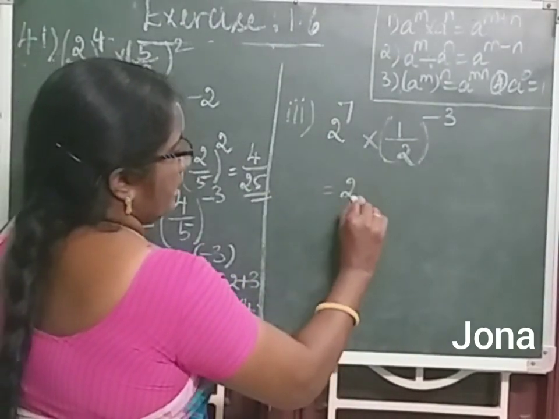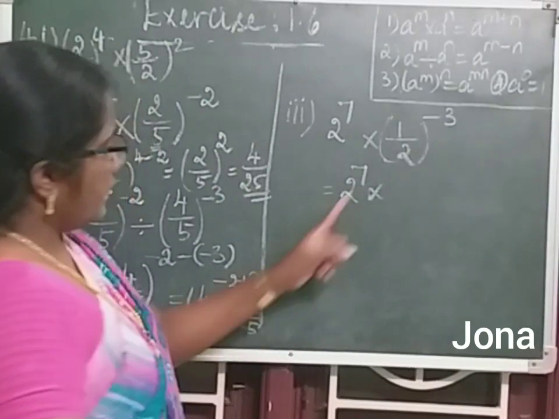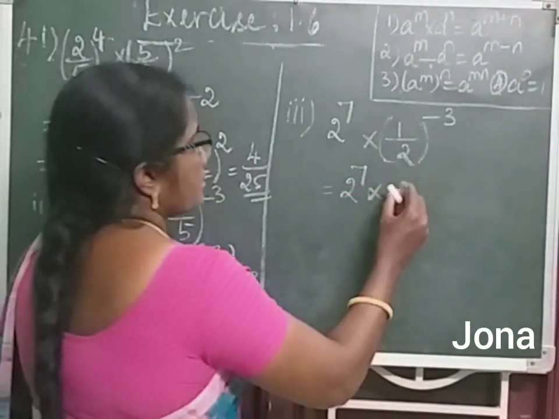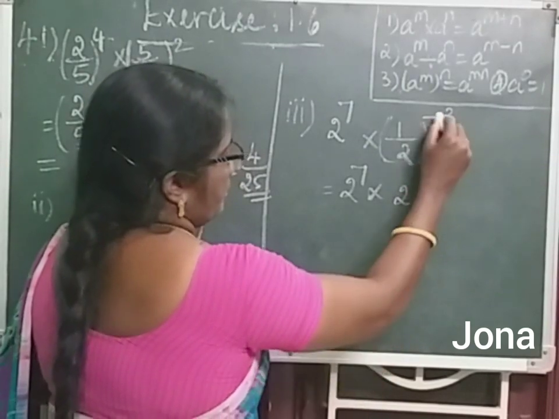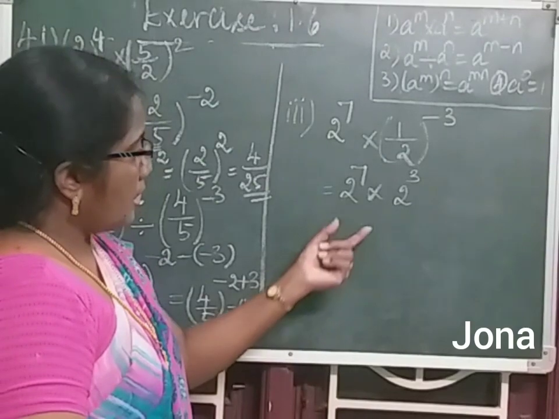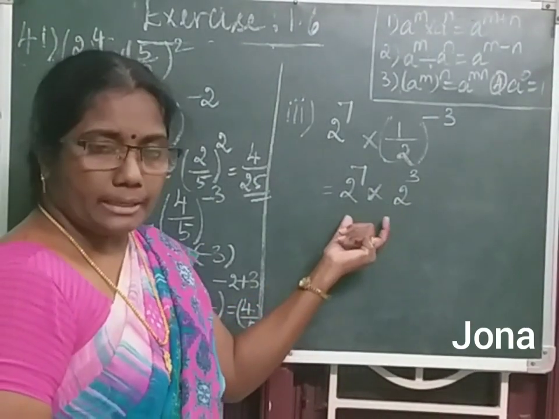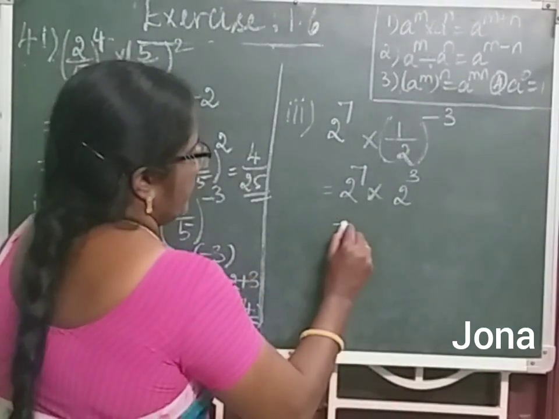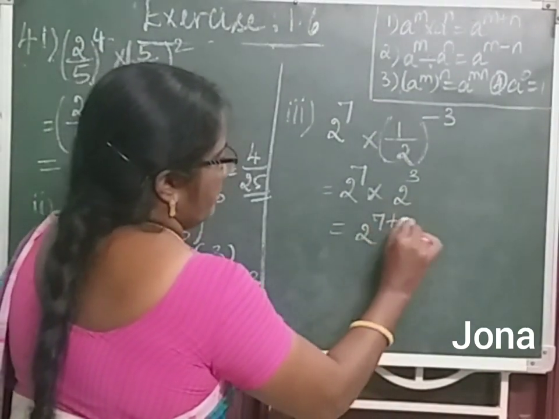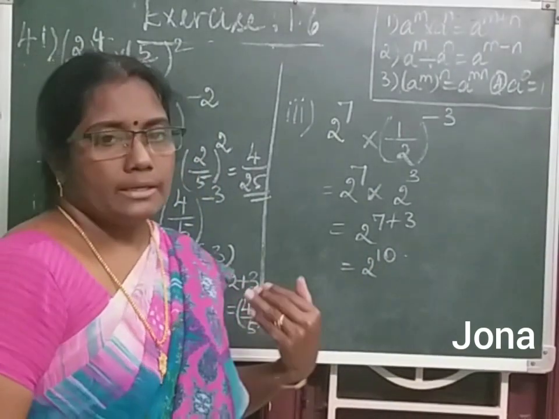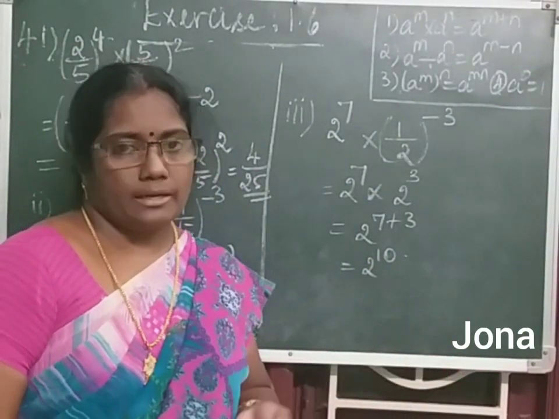Here 2 by 7 into, here I have minus 3. So I can take the reciprocal, which is equal to 2 power, when you take the reciprocal, here I can change the sign. So now the bases are the same in multiplication, so we have to use the first rule, which is equal to 2 power 7 plus 3, equal to 2 power 10. So we have to multiply 10 times, so automatically we will get the answer.